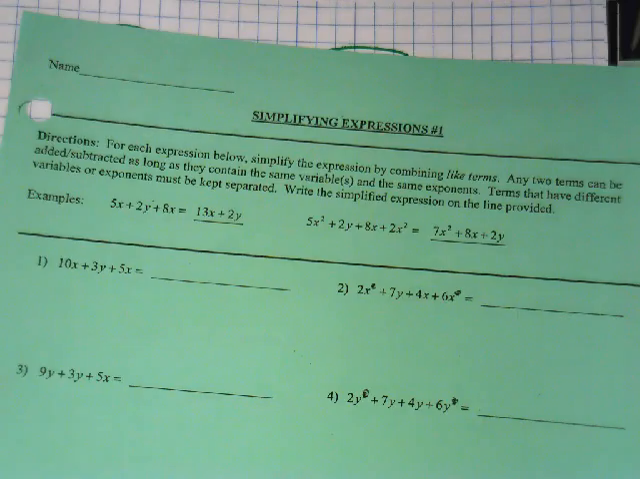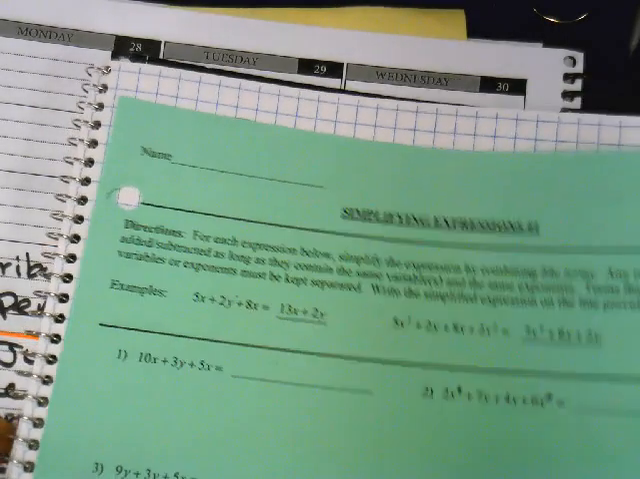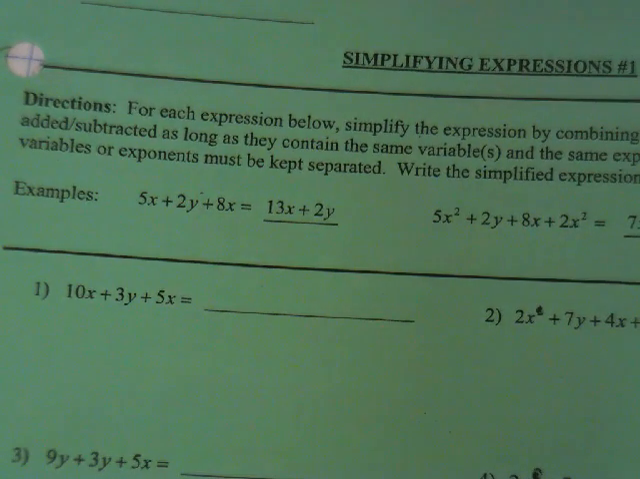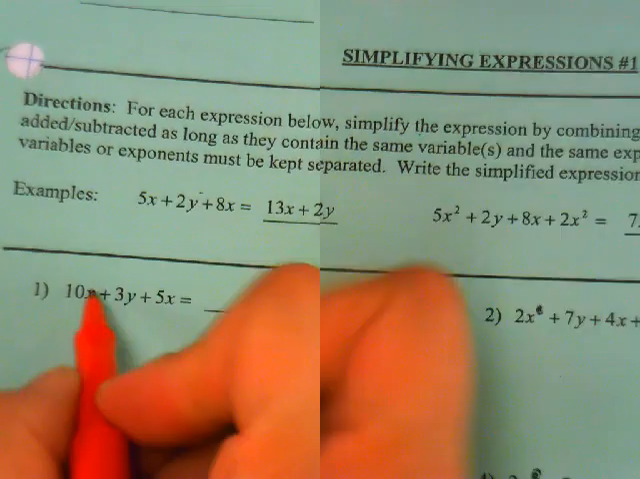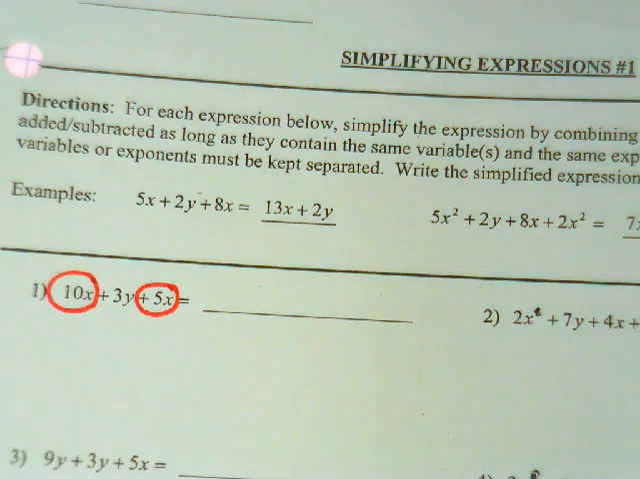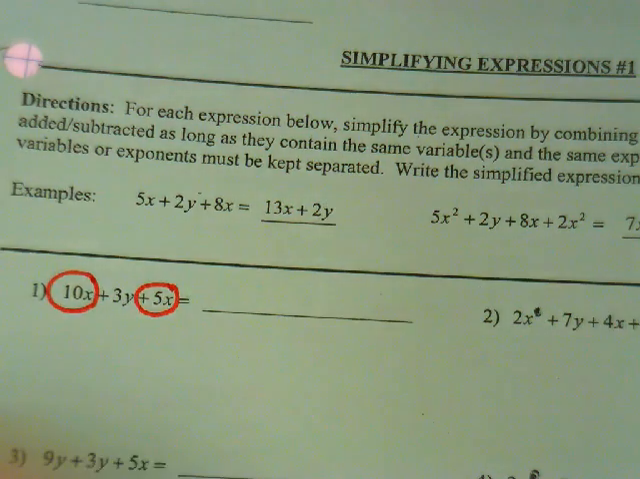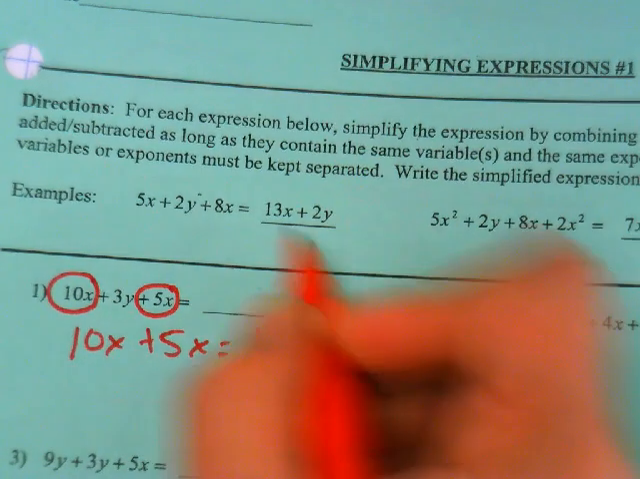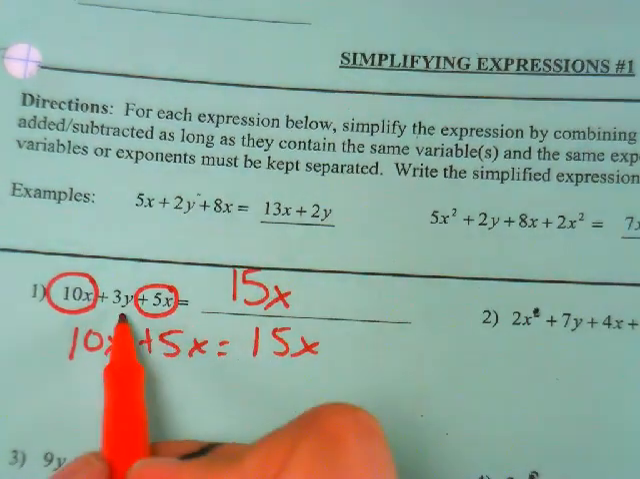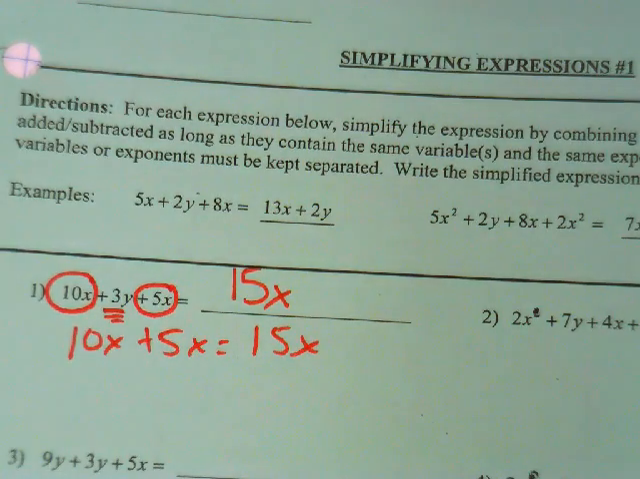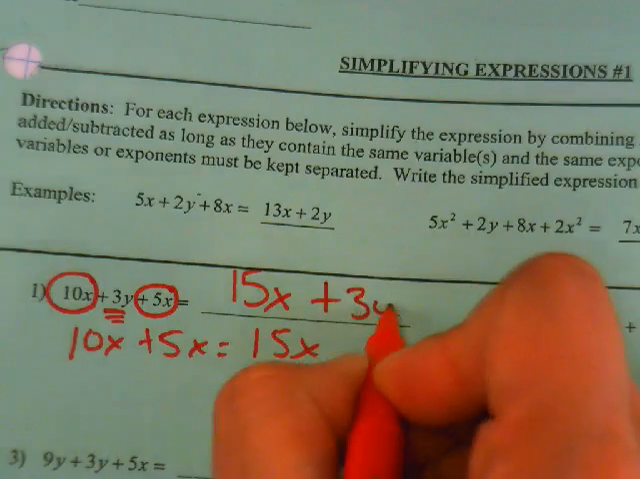All right, so Tiffany, we're focusing on number 1 here. Can you circle all of your x's for number 1? So I'm going to circle the 10x, and I'm going to circle the plus 5x. What's 10x plus 5x? 15x. Then, is there anything I can do with this 3y? No. So guess what you do with it? Just write it down and leave it alone.